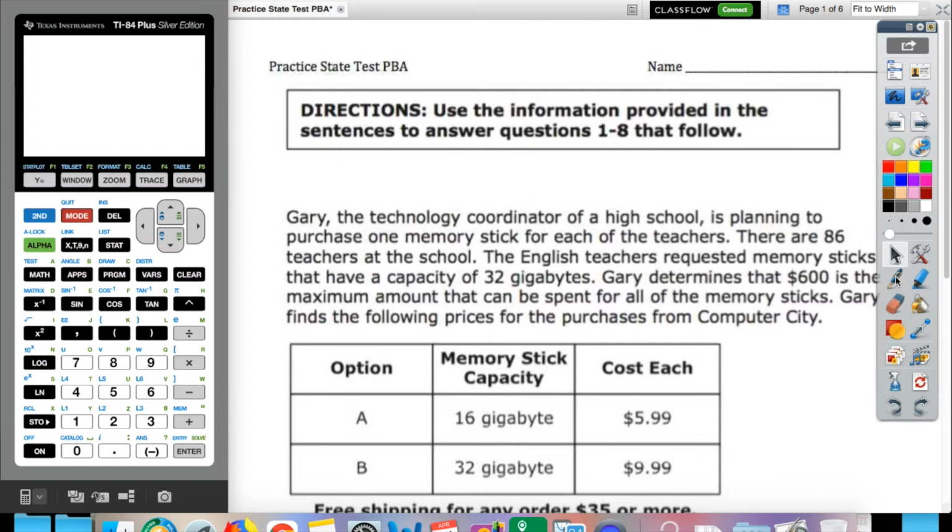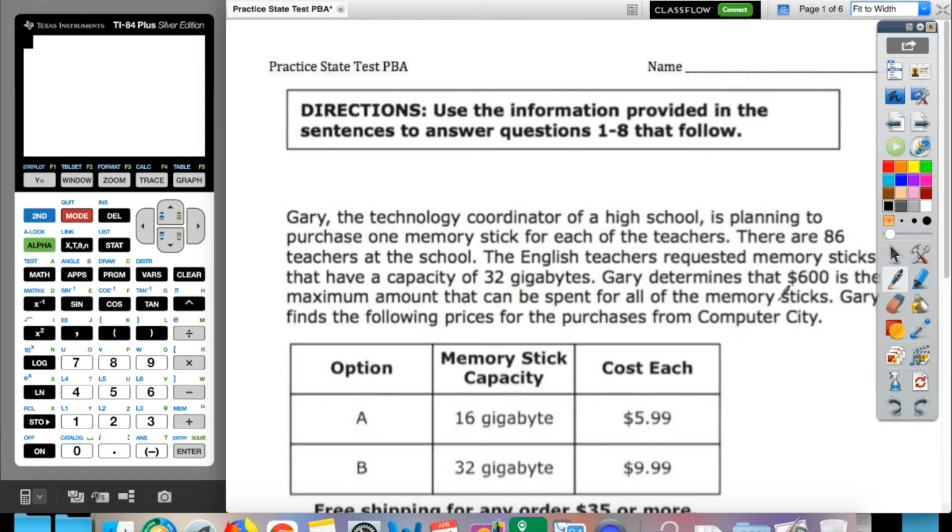Hey y'all, today we are going to look at what you're going to do on day 2 of your state testing. You're going to have what's called a PBA, which is basically a lot of questions based on one item, one table or graph or one set of information. You're going to have like 8 questions about it. You're either going to solve 2 or 3 of these on the second day of state testing. So we're going to show you what they're going to look like.